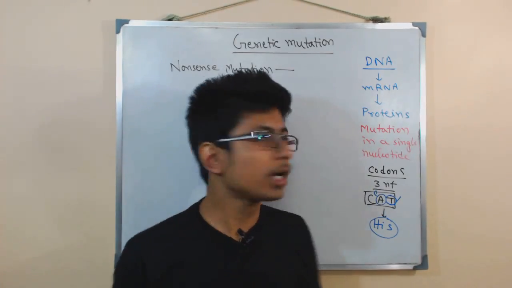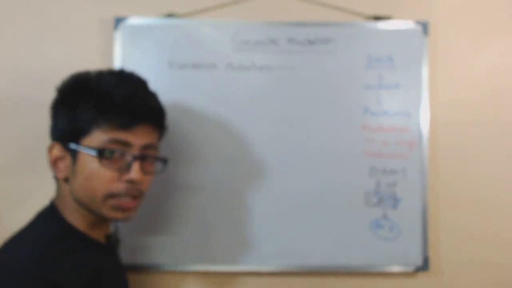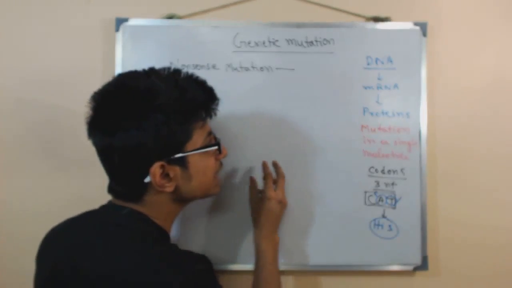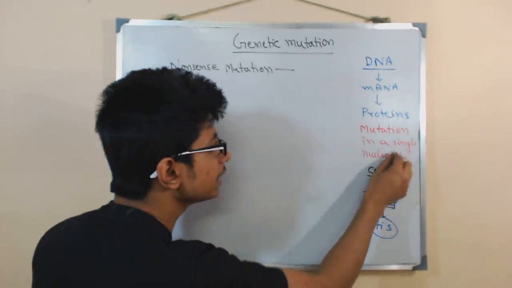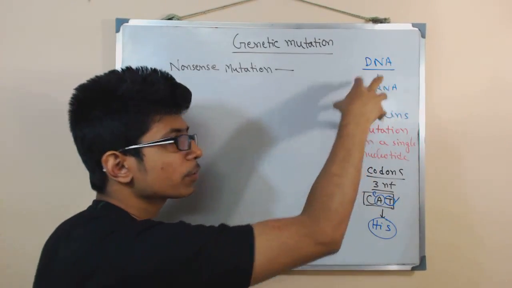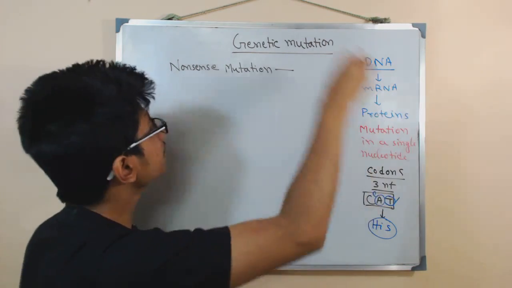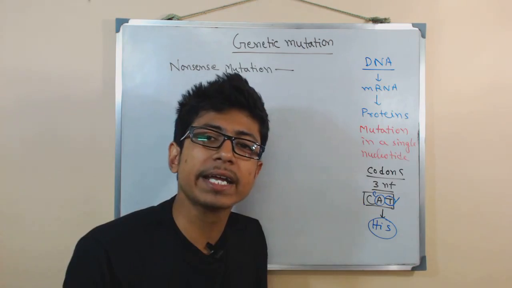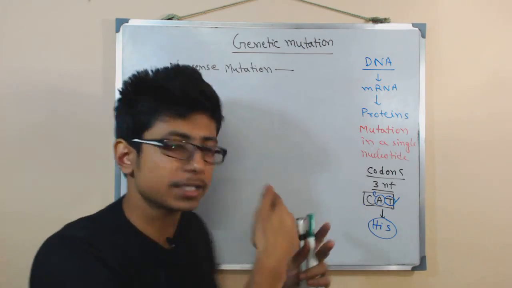Okay, now let's talk about nonsense mutation now. This is another type of point mutation. That means there will be a change in a single nucleotide there in the DNA, in either DNA or in mRNA, which will lead to the production of faulty proteins or something. But in case of nonsense mutation, they produce a truncated protein. Why? Let's look at here.